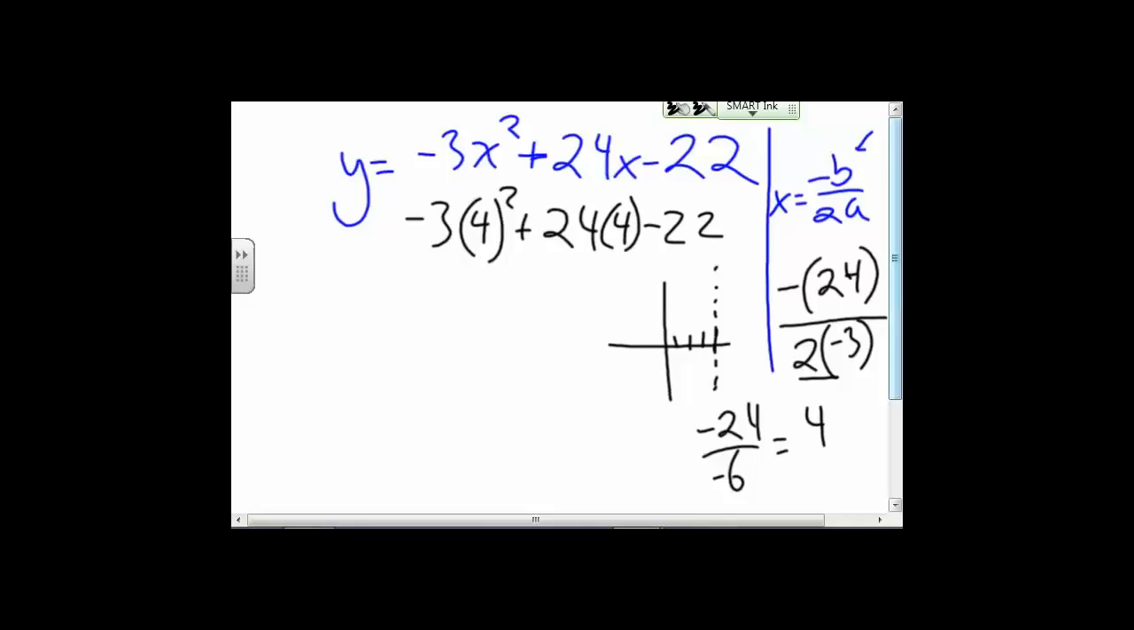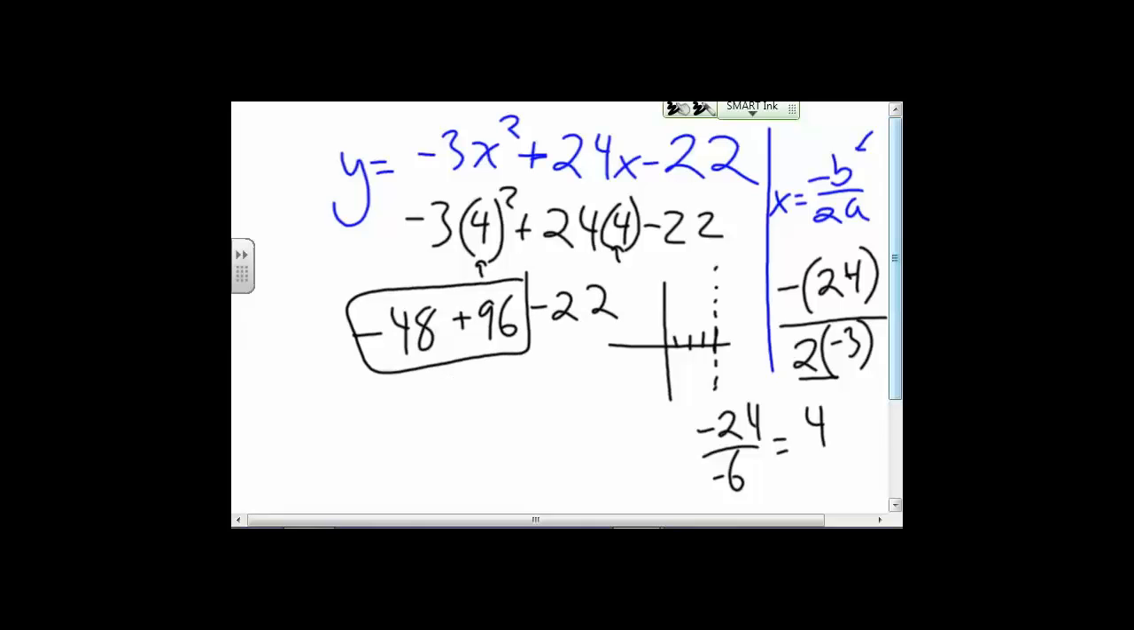Great. So what is 4 squared? 16. Times negative 3? Negative 48. Very nice. And then we're going to do 4 times 24, which is? 96. Very nice. Positive 96. And then I have minus 22. So I got to put these bad boys together. What would these two be?